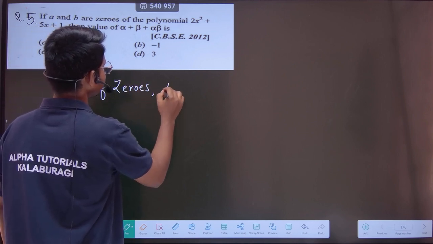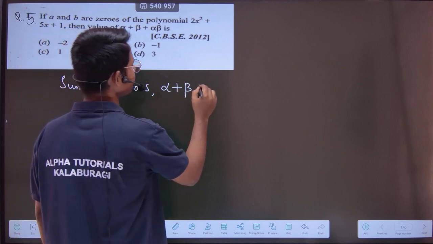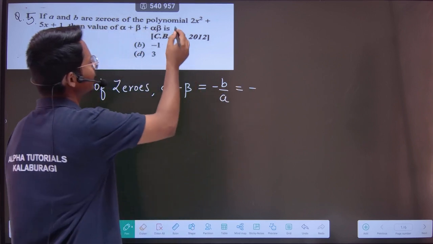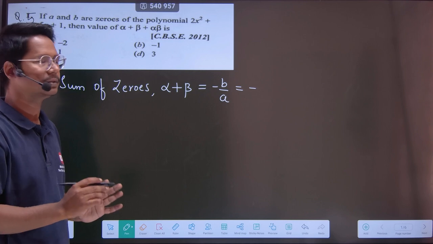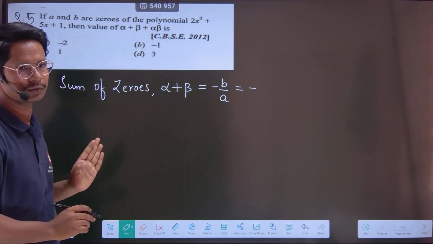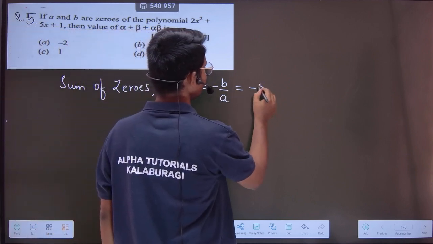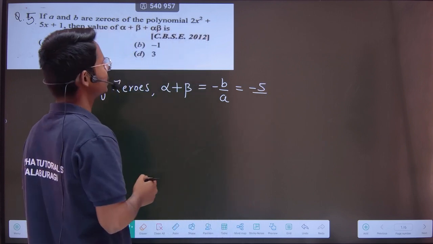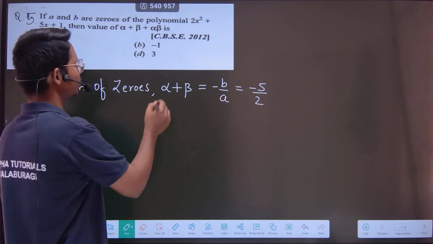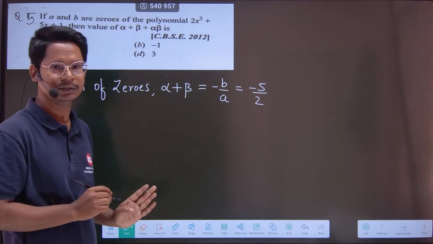Sum of zeros means alpha plus beta. You can get it by minus b by a, minus as it is. Now you just need to identify what a, b, c are. a is the coefficient of x square, b is the coefficient of x, and c is the constant. Here b, the coefficient of x, is 5. So minus 5 divided by a, the coefficient of x square, which is 2. So the sum of zeros is minus 5 by 2. You need to know the sum of zeros can be found with the help of its coefficients.